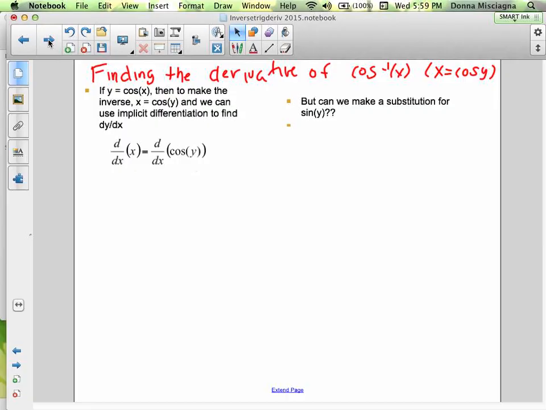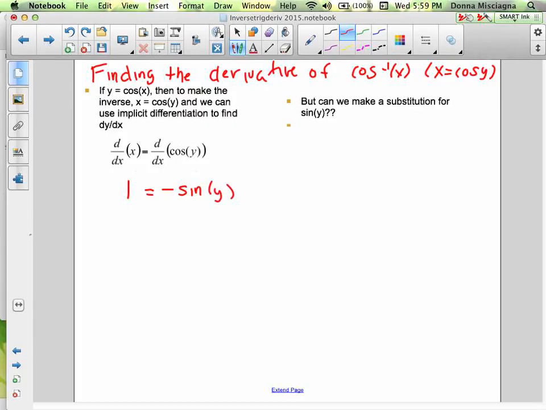They're both inverses. All right, so now we can take the derivative of all of these terms. So we want to take the derivative of x with respect to x. Of course, that's 1. The derivative of cosine y is going to be the derivative of cosine of y times the derivative of y with respect to x. So that would be negative sine y times the derivative of y. And we know the derivative of y with respect to x is dy dx.